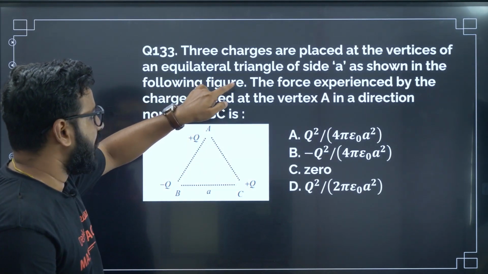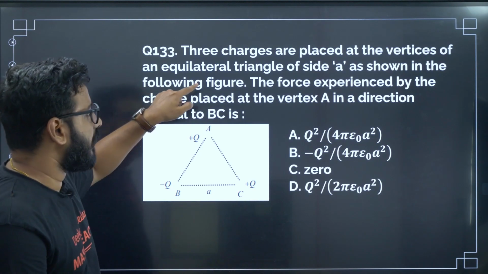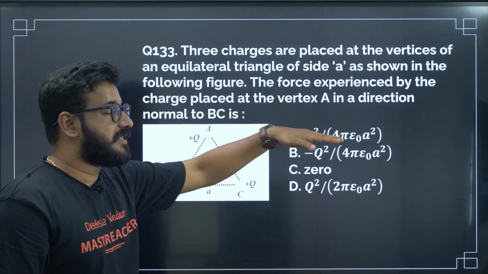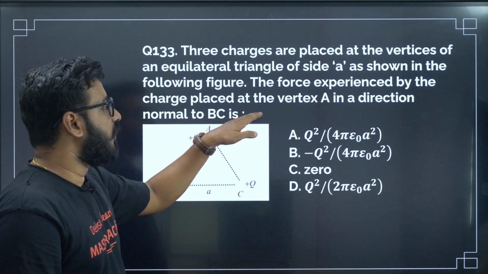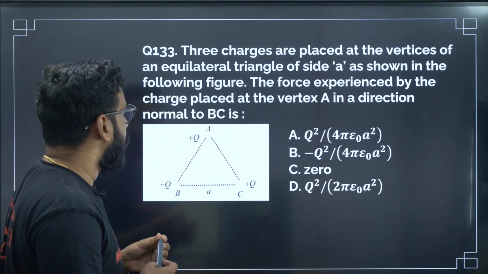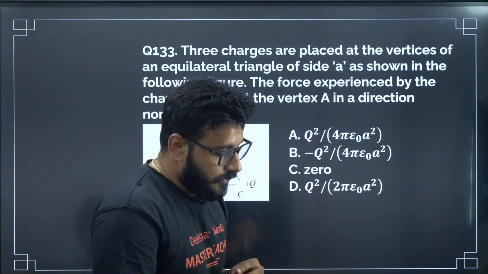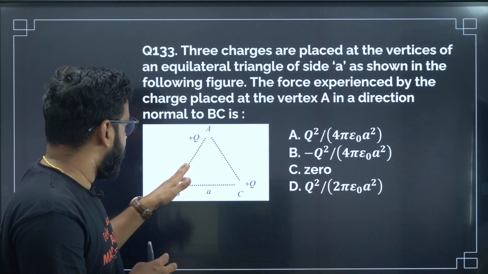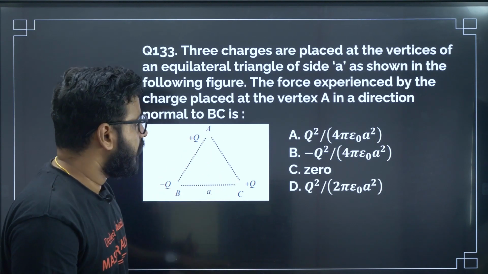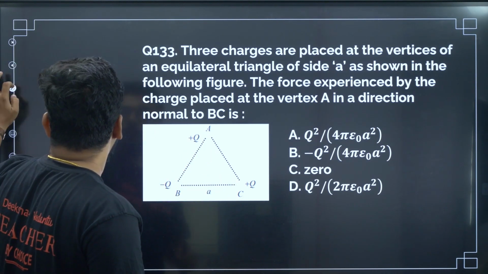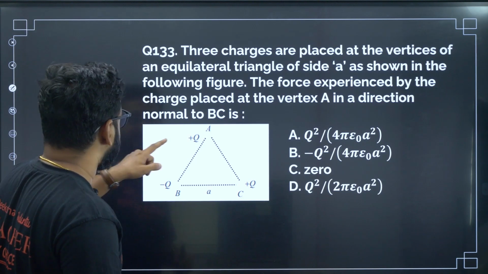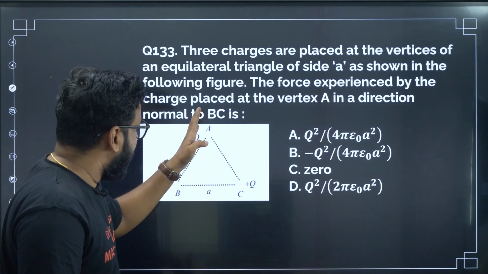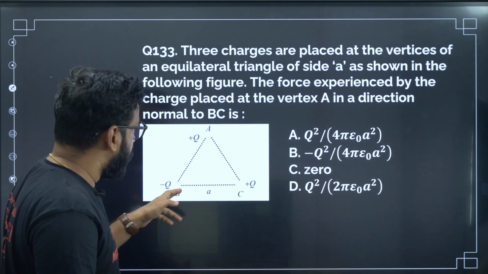3 charges are placed at the vertices of an equilateral triangle of side A as shown in the following figure. The force experienced by a charge placed at the vertex A in the direction normal to BC. Okay, a lot of things to focus over here. First of all, you have 3 charges: positive, negative, positive. Okay, so now what will happen to this particular charge at vertex A, and how is it with respect to BC?